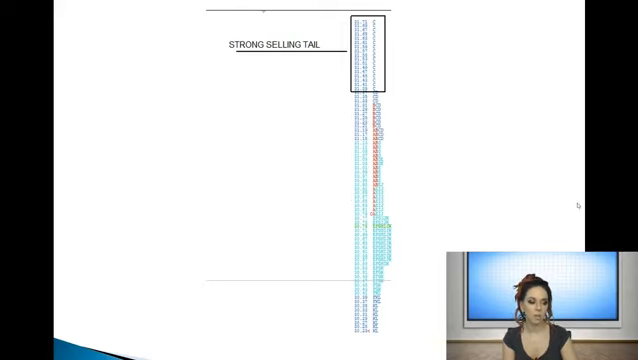Now, this tail is also comprised of single letter TPOs. The more single TPOs you have in a tail, the more aggressive the other time frame participants are. For example, we have a strong selling tail, and there's no confusion here. If the tail is at the top, that means they're selling. If the tail is at the bottom, that means they're buying. The more single TPOs you have in a tail, the more aggressive the other time frame participants are to the opposing side. So the longer the tail, the more aggressive they are.